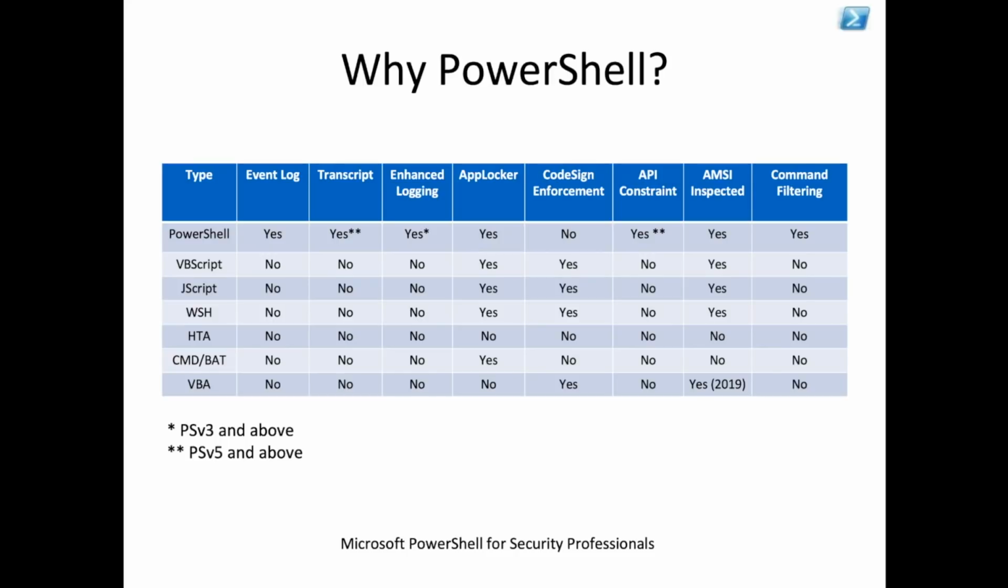Now let's go to VBScript. Well, VBScript, we have AppLocker, code signing enforcement, AMSI, nothing more. Same for JScript, Windows Scripting Host. HTA files, event log, no. Transcript, no. Enhanced logging, no. AppLocker, code signing, no. API constraints, no. AMSI inspection, nope. Command filtering, no. And HTA depends on the engine, just in case for AMSI. If you're running the JavaScript engine for IE, AMSI won't see it.